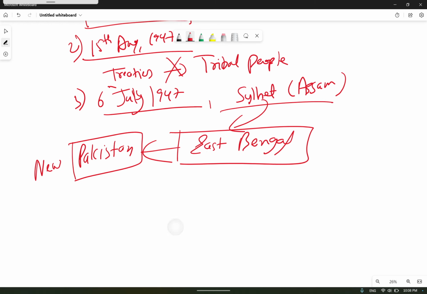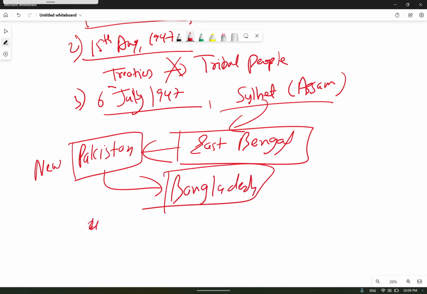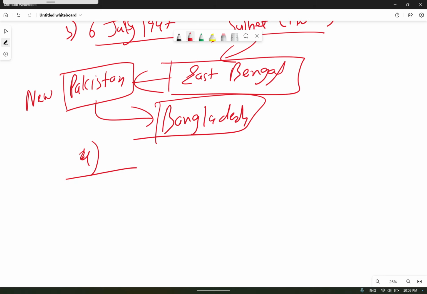And now this does not exist as Pakistan; it exists as Bangladesh. Okay. And the office of the Secretary of State, as I've said, the Secretary of State was responsible to the Crown. So the office of the Secretary of State ceased to exist from this day.